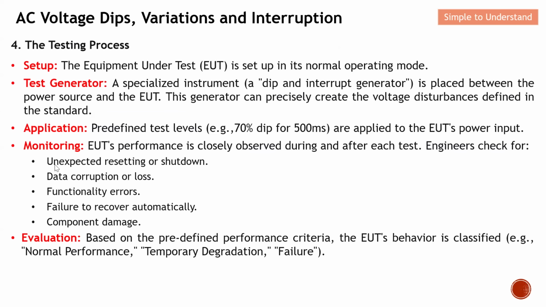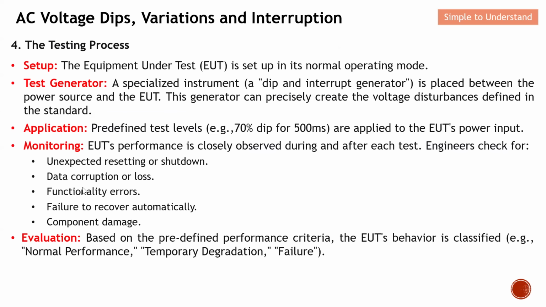So what you need to do, as I mentioned, is some form of monitoring of the EUT performance. You need to closely observe during and after each test. You must check whether there is any unexpected resetting or shutdown. Some devices, when there is a disturbance, may go into resetting mode or shut down by themselves. For some tests, some electronic components actually allow this, but it is for you to determine whether this is acceptable or not.